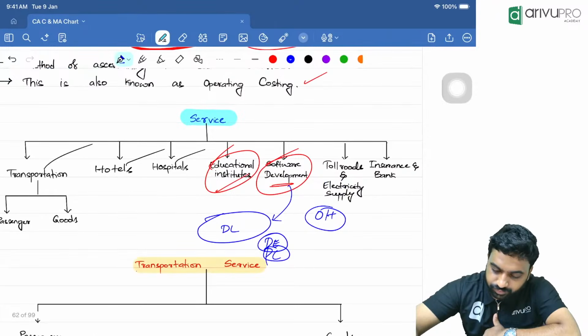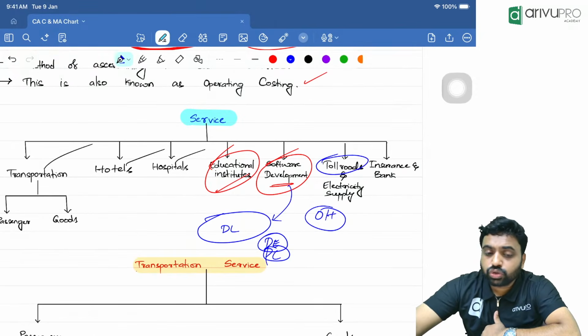Got it? Next is toll roads. How do toll roads operate, guys?